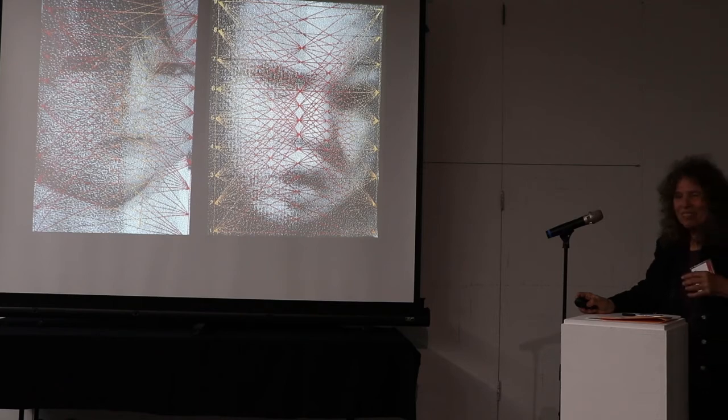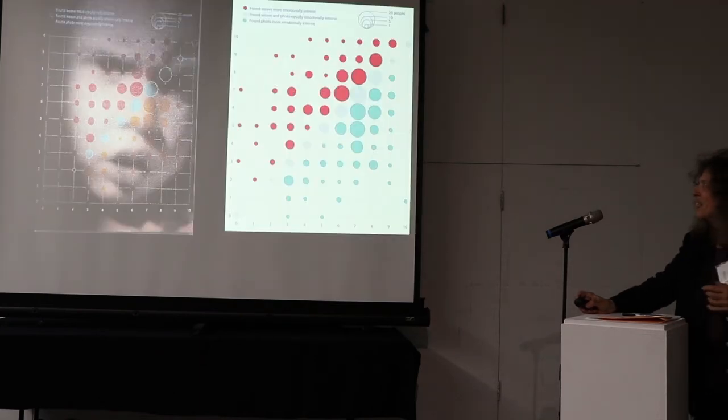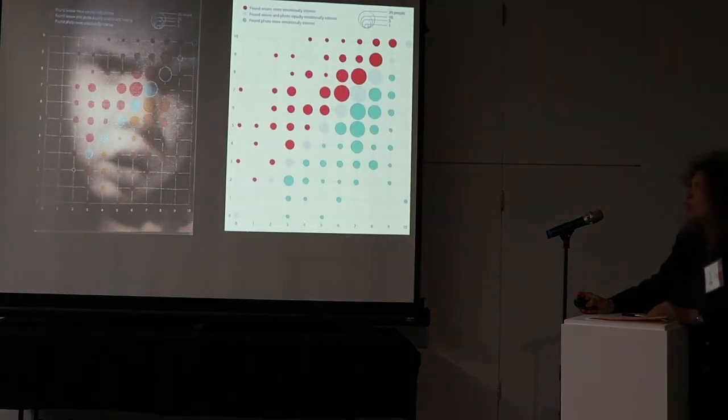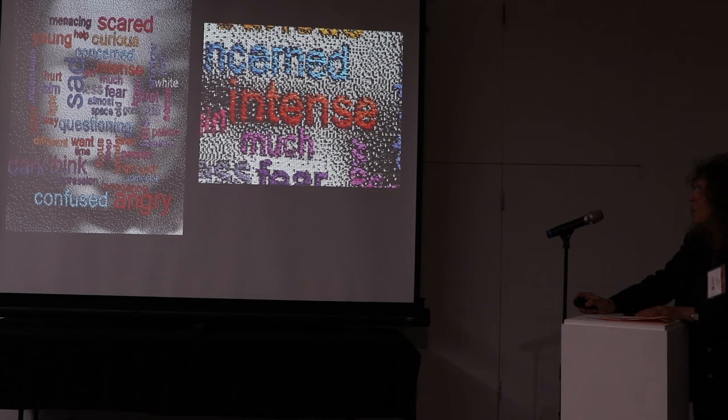It's not great science. But some of the things I've done are more specific. This one is in the show too. This is sort of the data visualization, and then that's the way it looks woven back in. Found the weave more emotionally intense, found the weave and photo equally emotionally intense, and found the photo. And the larger the circle, the more people. So that's kind of how that one went.